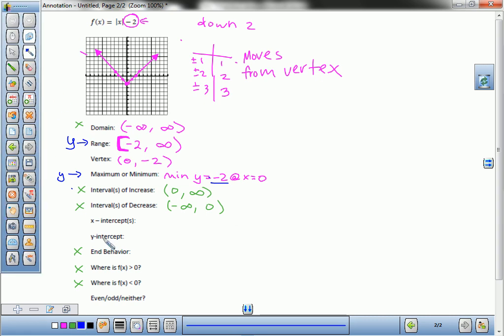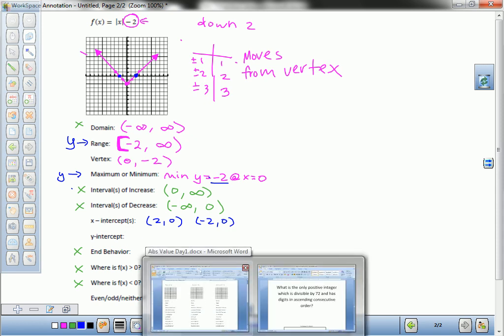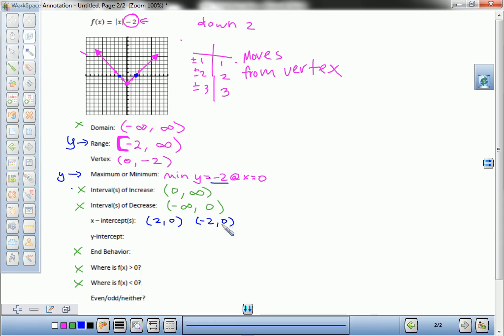All right, so the next one is my x-intercepts. Can you see them right there? What are they? It's probably easier to see on your graph. 2 and negative 2. Very good. We have (2, 0) and (-2, 0). If they ask us for an intercept, that is a point. So make sure you write it like a point and put the parentheses around it so your teacher will give you full credit. Make sure you get credit for what you know. All right, and the y-intercept this time happens to be the same as the vertex.